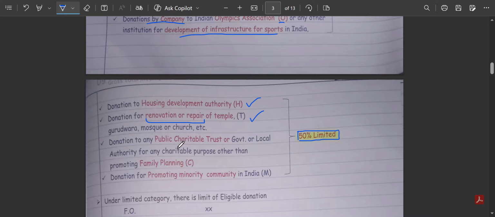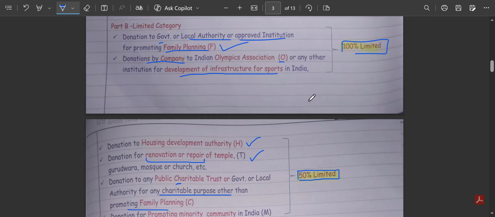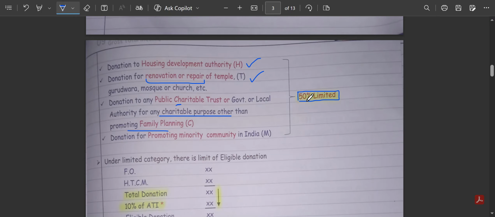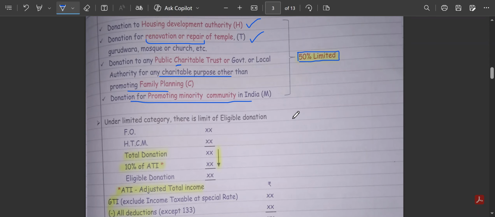Then we had C for charitable, when we donate to a public charitable trust, government or local authority for any charitable purpose other than family planning, because family planning was covered earlier. Then we get 50% limited deduction. Then we have donation for promoting the minority community in India.